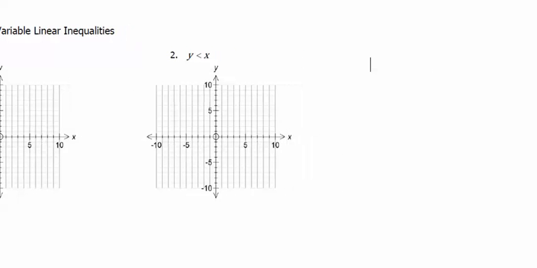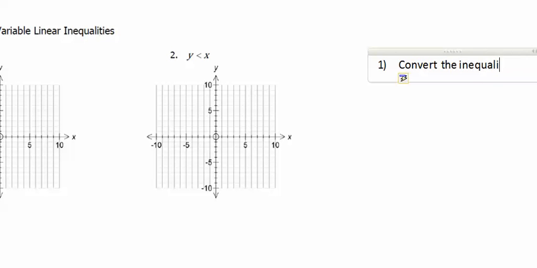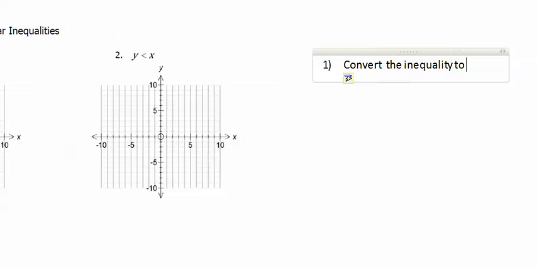The first thing we need to know about solving inequalities with two variables is that I need to make sure I convert the inequality to slope intercept form. If you remember what slope intercept form was when we were solving linear equations with two variables, it was y equals mx plus b.